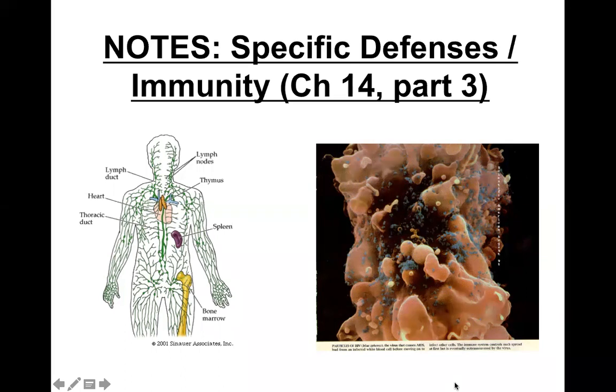Okay, today's topic is specific defenses and immunity. It's also called adaptive immunity or adaptive defenses. So when I think of the immune system in general, I think of kind of this concept map in my head, and I encourage you guys when you took notes from the book to create a concept map, and I put kind of a starter concept map on Canvas for you to use or not use.